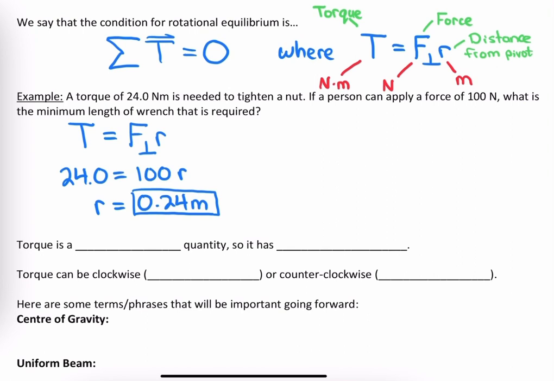Now, this little symbol here, we haven't really talked about much yet, but I'll mention it in the context of this example. What that symbol means is that to create a torque, your force and your distance need to be perpendicular to each other. So imagine we had a wrench like this.